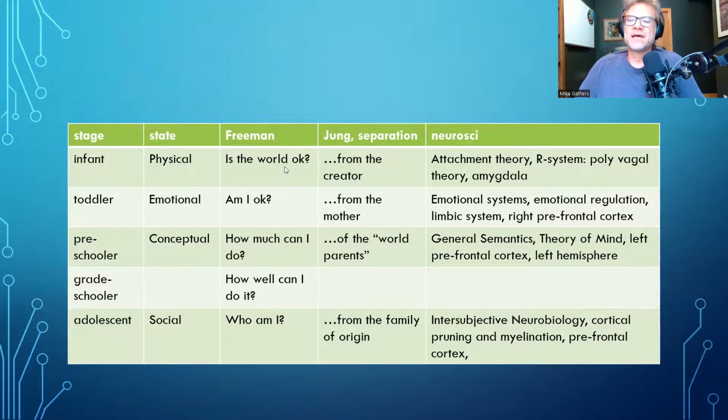And we've got these really elegant questions from Dewey Freeman. Is the world okay? Am I okay? Who am I? We've got this neat little model of evolution of consciousness in Jung's journey of separation. And all these neuroscience aspects that we look at, that as I go in the next 4 installments of this series, we'll be going in depth into each of the 4 lower dimensions.